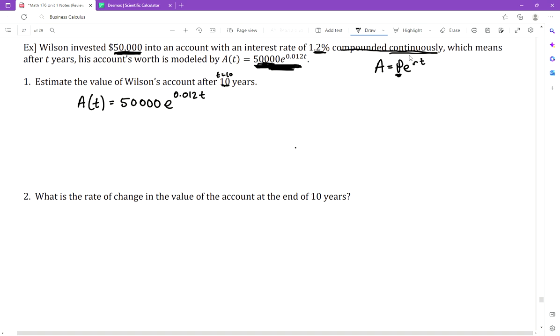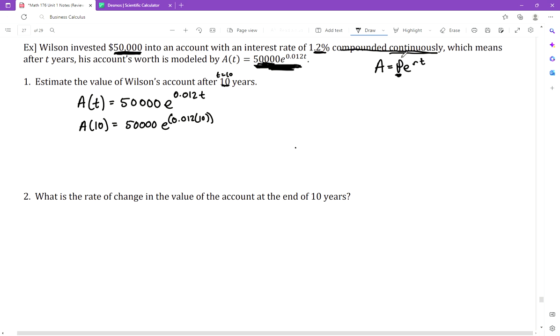We'll plug that into our t's, so we'll have A of 10 is equal to 50,000 e to the 0.012 times 10. Now we have to be a little careful when we use a calculator. You can do it in one big step, but it might need those parentheses that I just put.